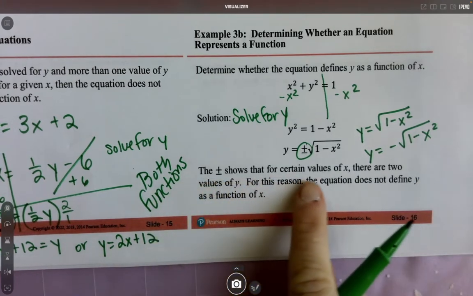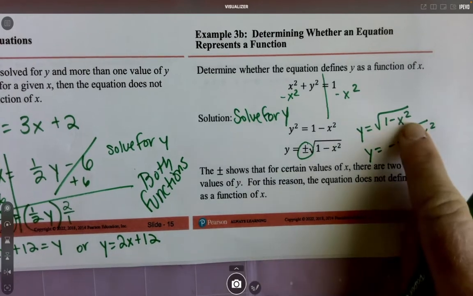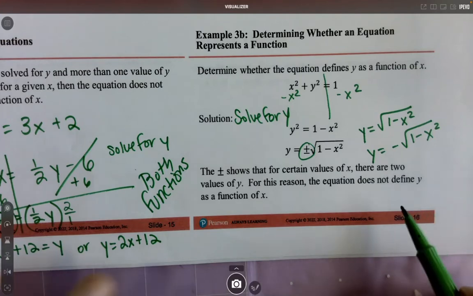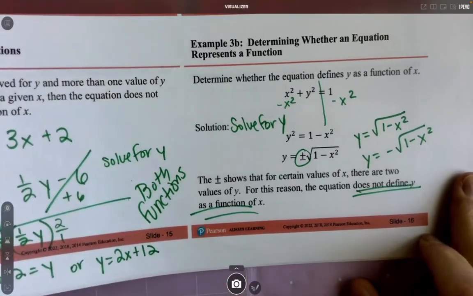The plus minus shows for certain values of x, there are 2 values of y. So for one value of x, there are 2 values of y. For this reason, the equation does not define y as a function of x.